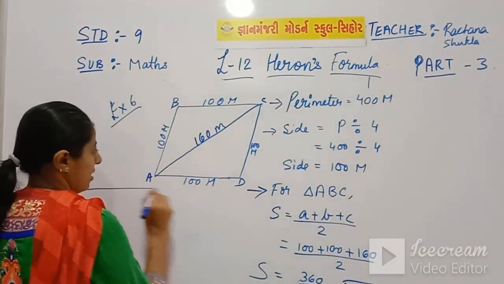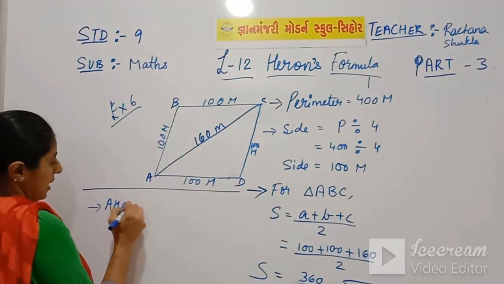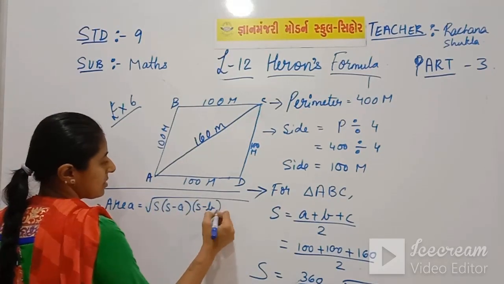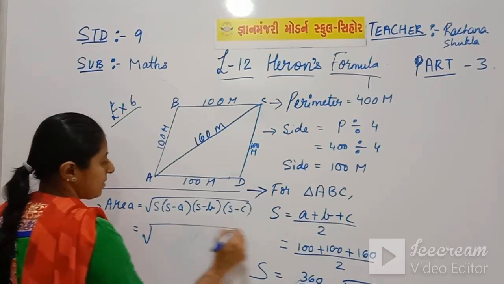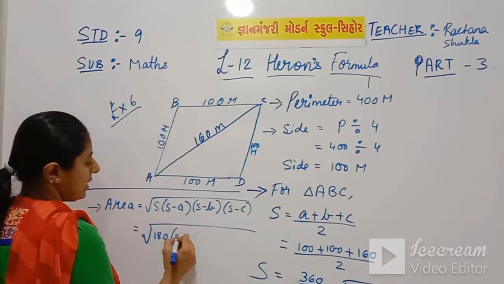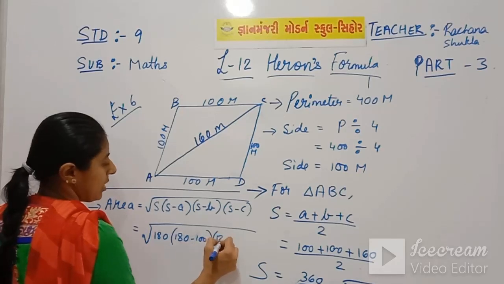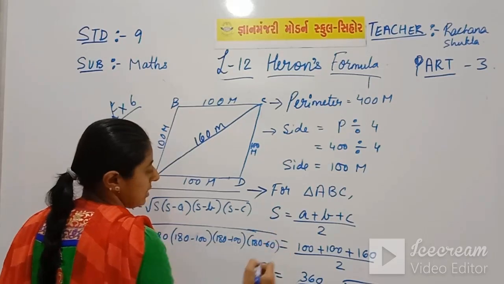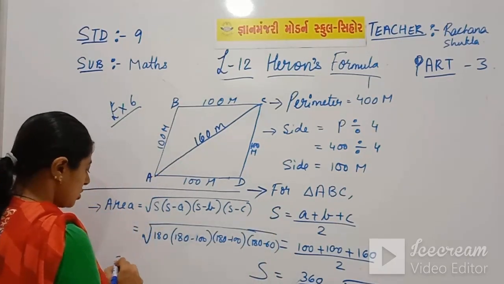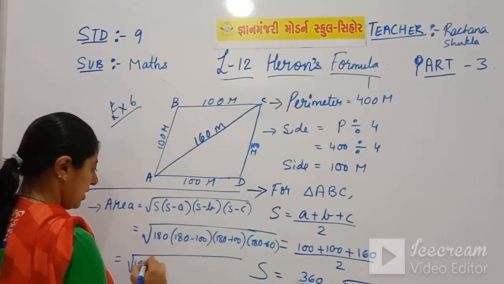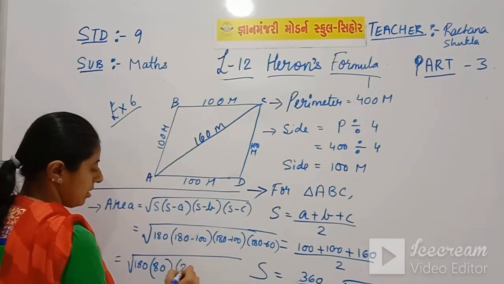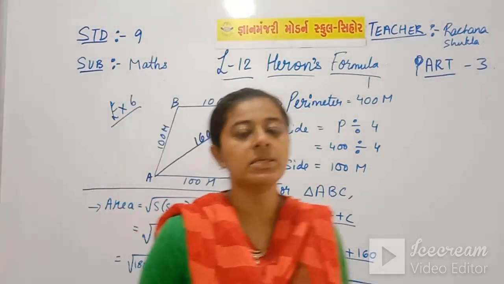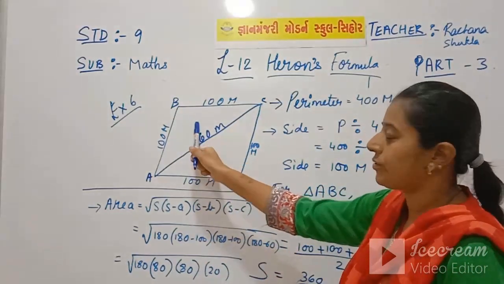See, I am finding the area here. Area is equal to the formula root of s(s minus a)(s minus b)(s minus c). That means 180, 180 minus 100, 180 minus 100 and 180 minus 160. So 180 minus 100 is 80, again 80 and 20. By solving it, you will get the answer, that is the area of your first triangle.